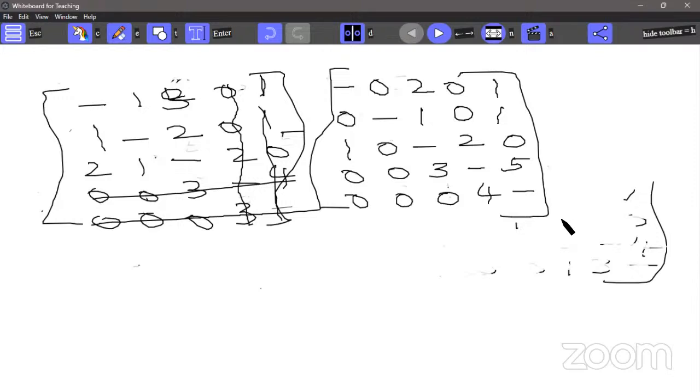Again, we'll try covering all the zeros. First row, is it a single zero row? First row, second row, third row, fourth row, fifth row. Any single zero rows we have? No. Any columns we have? Yes, last column. So we will draw a horizontal line here. Third column also we have 1 zero. So we'll draw a horizontal line here also.